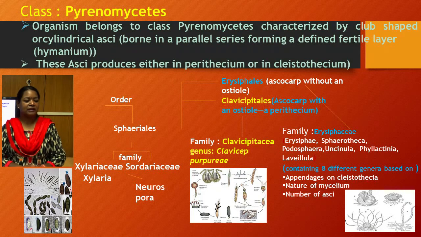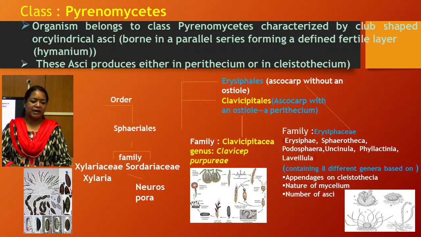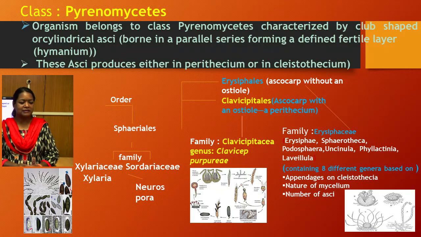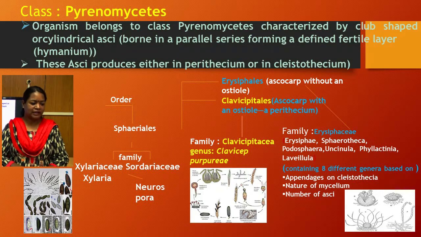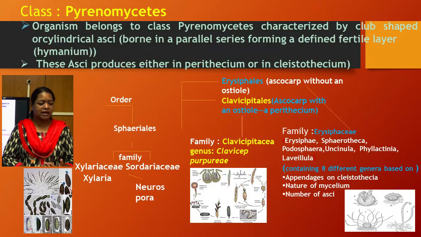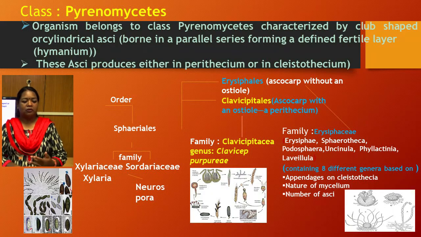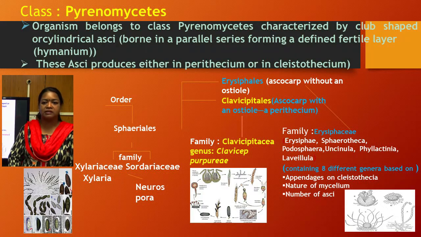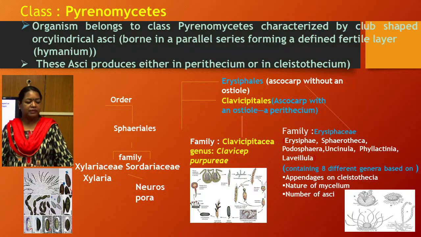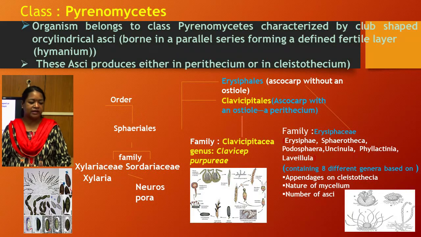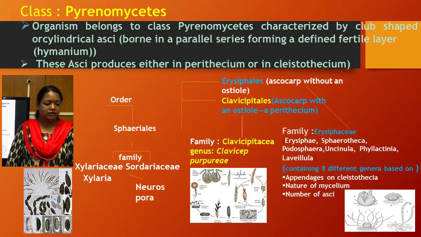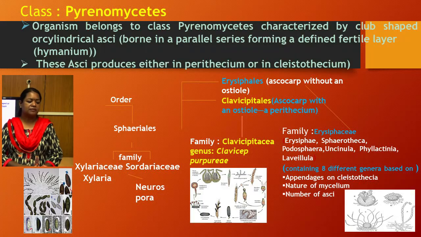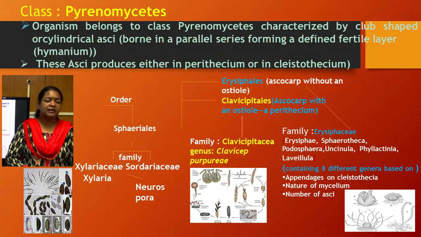In this class, the organisms are characterized by club-shaped or cylindrical asci, which are borne in a parallel series forming a definite fertile layer. These asci are produced either in perithecium or in cleistothecium. As we know, perithecium and cleistothecium are the sexual fruiting bodies. This class Pyrenomycetes is divided into 3 important orders. The first order is Erysiphales, the second is Clavicipitales, and the third order is Sphaeriales.